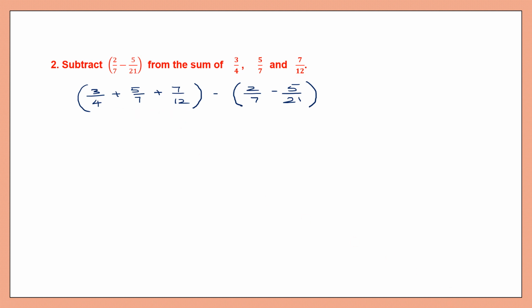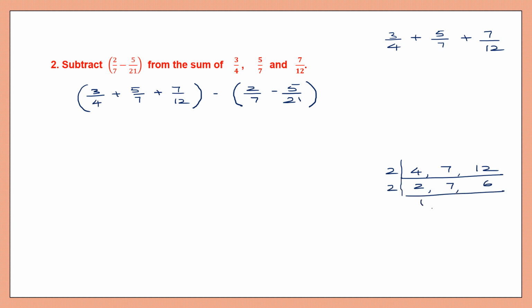So let's do it here. So we have 3 by 4 plus 5 by 7 plus 7 by 12. As you can see, they're all unlike fractions because the denominators are all different. So let's find the LCM first of the denominators. 4, 7 and 12. So now here, let's begin with 2. 2 2s are 4, bring down 7. 2 6s are 12. Now continue again with 2. 2 1s are 2, 7 and 2 3s are 6.